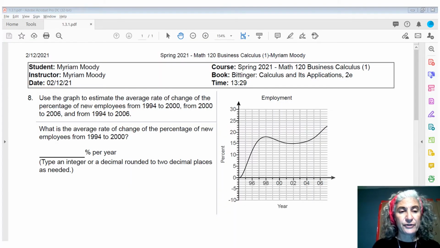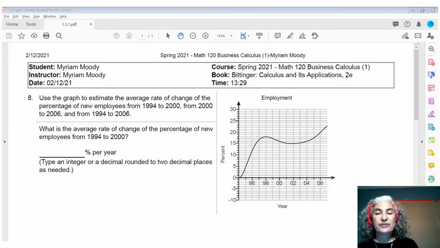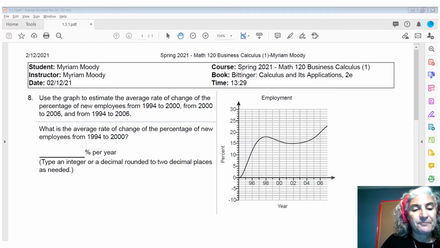So let's look at this first story. They're asking us to use this graph to find the average rate of change of the percentages of new employees between 1994 and 2000, and then again from 2000 to 2006, and then again from 1994 to 2006, over the entire span, so to speak. Now, here's the deal. Since they want the average rate of change, we need to have x's and y's, don't we? All right, so let's make certain that we read this graph correctly.